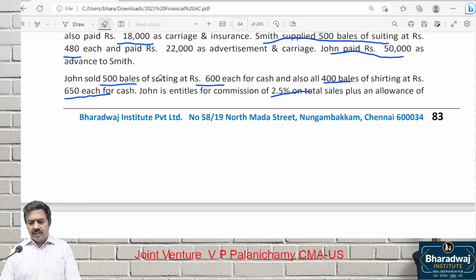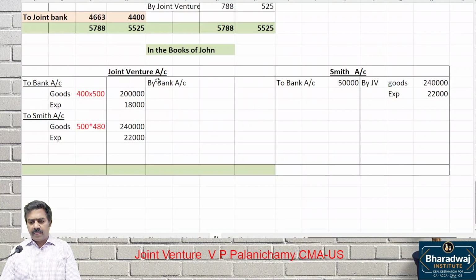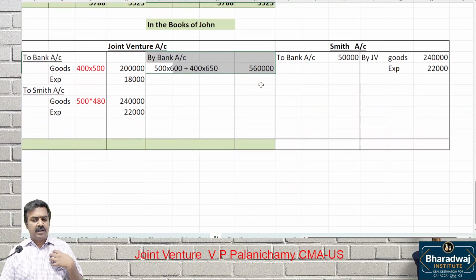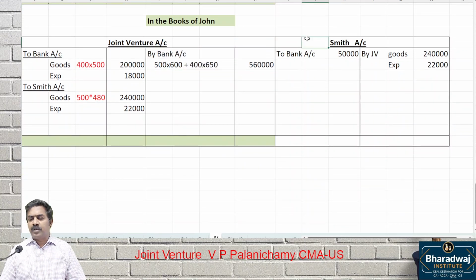Okay. How many bales of shirting? 500 bales of shirting at 600 plus 400 bales of shirting at 650. Multiply and add up. How much will you get? 5,60,000. Wait. This is paid by us. This is sold by John. Clear? If Smith would have sold, how would it have been entered?